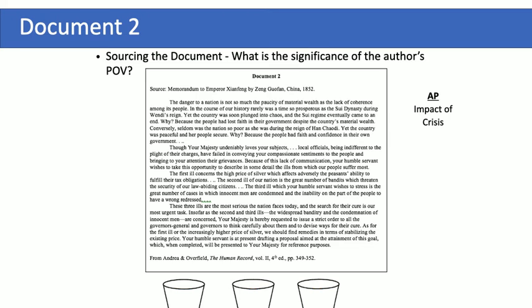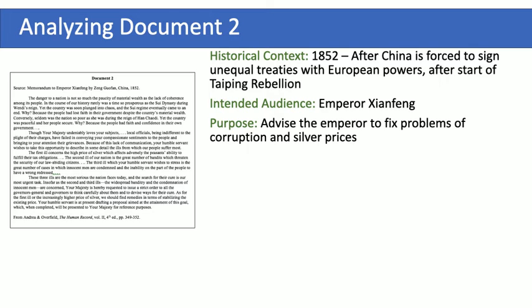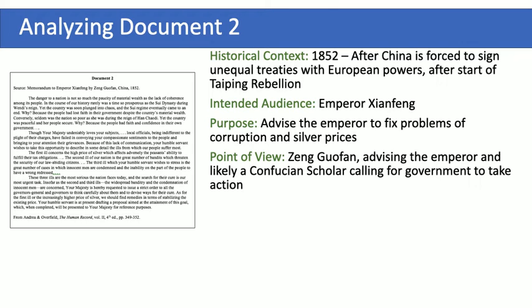Looking at document 2, this is from 1852. It's after China is forced to sign unequal treaties with the European powers, and at the start of the Taiping Rebellion. The intended audience is the Emperor Xianfeng, and the purpose is to advise the emperor to fix the problems of corruption in silver prices. So the point of view is that of Zeng Guofan, who is advising the emperor. He's probably a Confucian scholar calling for the government to take action because Confucians believe government should rule properly.